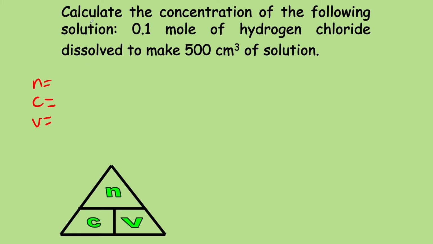So it says calculate the concentration of the following solution. 0.1 moles of hydrogen chloride dissolved to make 500 centimeters cubed of solution. So straight away it says calculate the concentration. We know that we are looking for the concentration this time, so I'm going to put a question mark there because that's what it's looking for in the question.